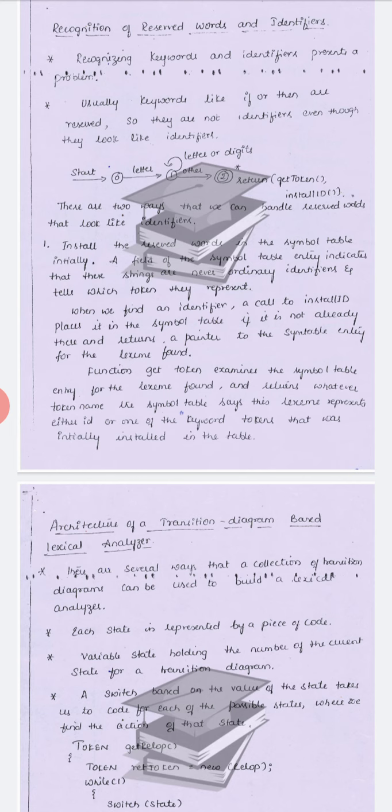The function getToken examines the symbol table entry for the lexeme found and returns whatever token name the symbol table says. The lexeme represents either an ID or one of the keyword tokens that was initially installed in the table.